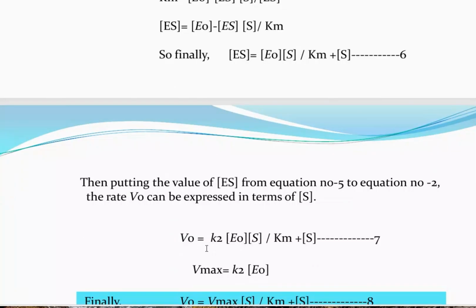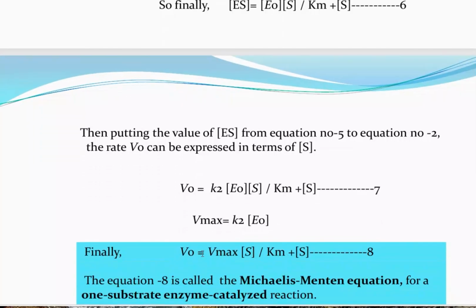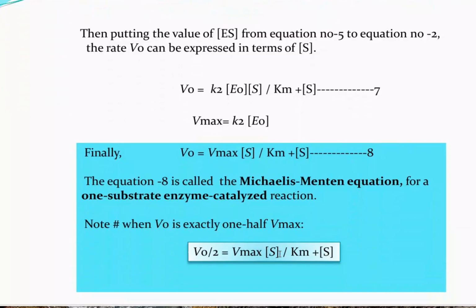So we will get V0 is equal to K plus 2 times E0, the initial enzyme concentration, times the substrate concentration S, divided by Km plus S. And Vmax is equal to K2 times E0. So finally we will get V0 is equal to Vmax times substrate S divided by Km plus substrate S. Equation number 8 is called the Michaelis-Menten equation for a single substrate, or only one substrate, enzyme catalyzed reaction. So in this way we get the Michaelis-Menten equation.